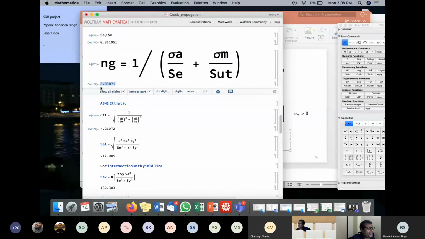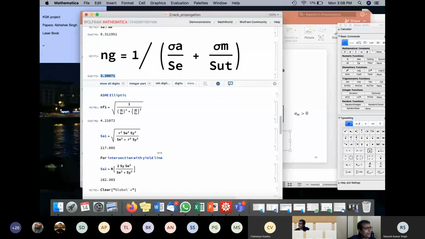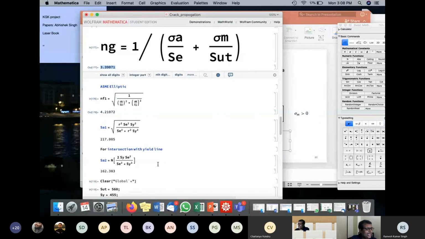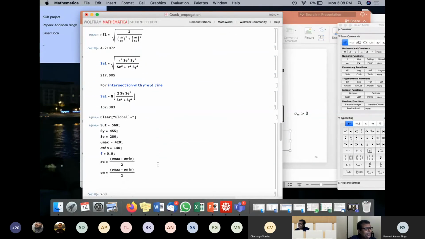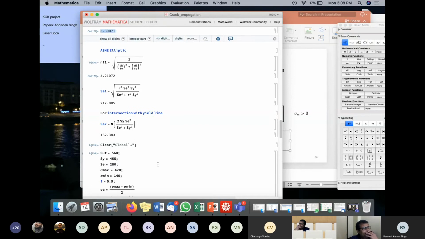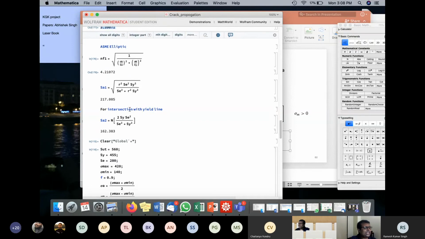And the same thing we can do for all conditions, right? You can also do it for the yield line. So for the yield line you get 162, and then you can also find out what will be sigma M from there. So basically the same thing we did for Gerber, we can also do for ASME elliptic. But what I wanted to show you in a nutshell is that I can use either of the relationships.